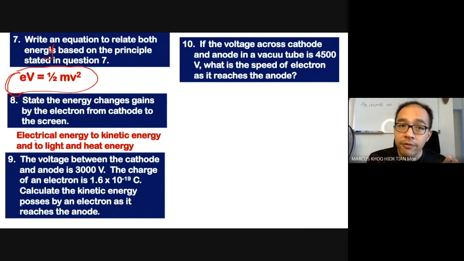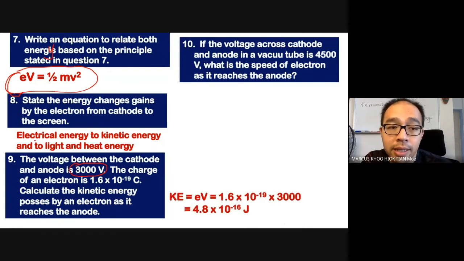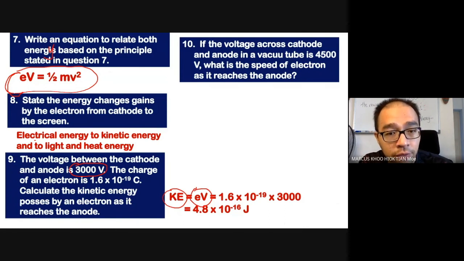So electrical at first, when it is accelerated, it changes to kinetic energy, and then when it hits the screen of the electron gun, it becomes light and heat energy. Okay, so the voltage between the cathode and anode is 3000 volts. The charge of an electron is 1.6 times 10 negative 19. So you can count the kinetic energy, because the kinetic energy is also the same as the electric potential energy, which is 1.6 times 10 negative 19 times 3000. You get 4.8 times 10 negative 16 joules.